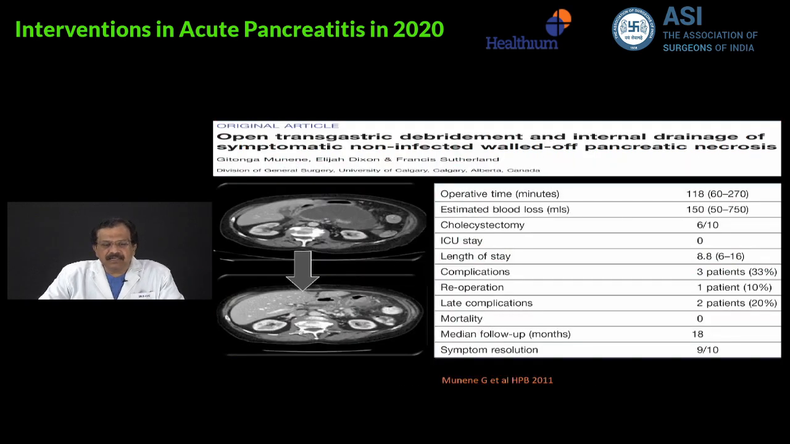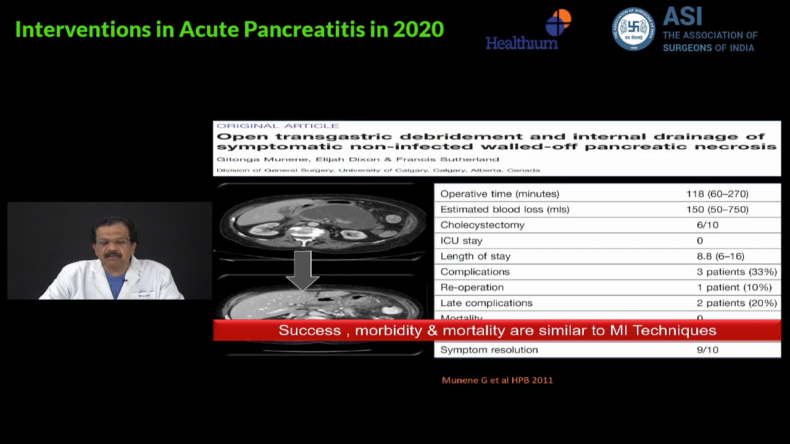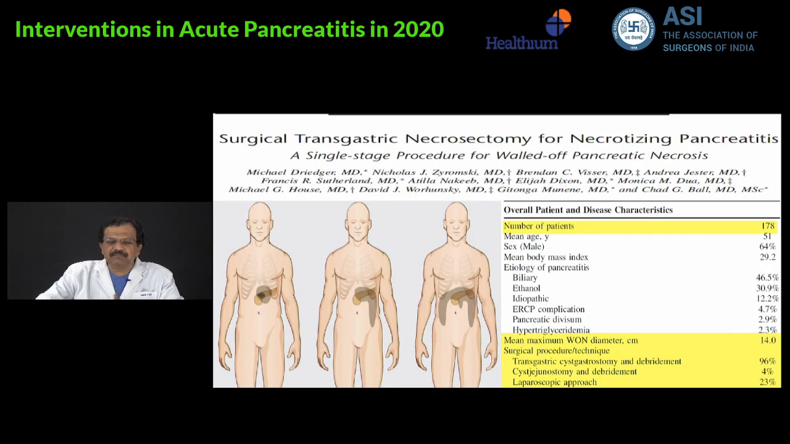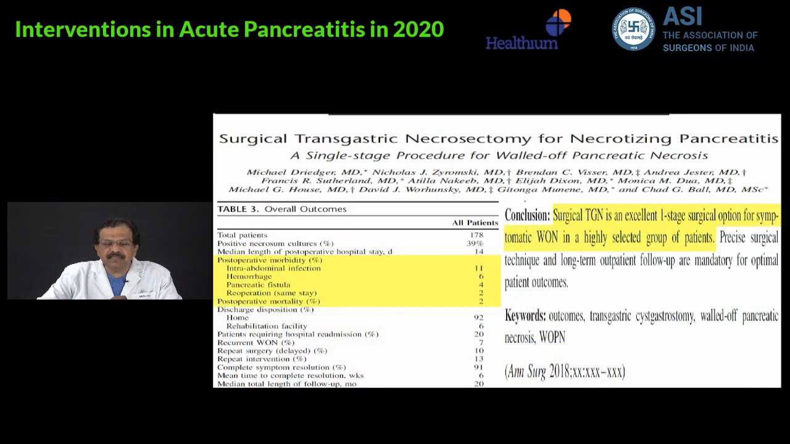And again, this is another paper which shows open transgastric debridement and internal drainage of symptomatic non-infected pancreatic necrosis. You can see the surgical morbidity and mortality are similar to minimally invasive techniques. And this is a beautiful paper which showed different surgical techniques: transgastric cystogastrostomy and debridement, open procedure, cystojejunectomy and debridement, and laparoscopic approach. You can see these procedures are tailor-made depending on the anatomical location of the walled-off pancreatic necrosis. And you can see this single-stage transgastric necrosectomy is an excellent one-stage surgical option for symptomatic walled-off necrosis in highly selected patients.